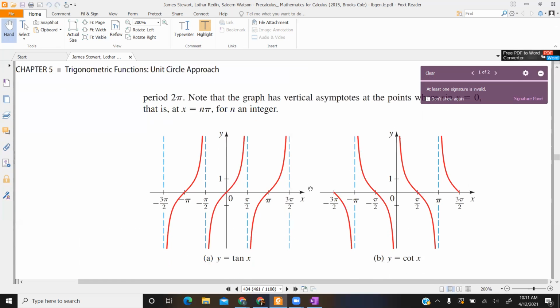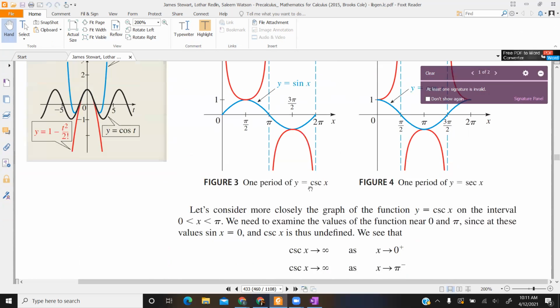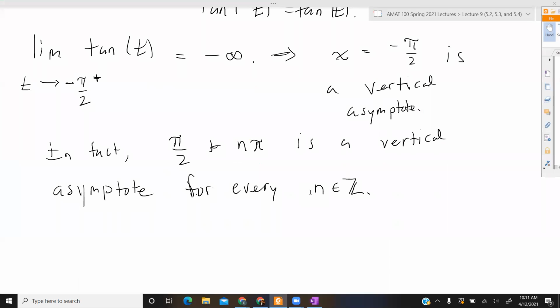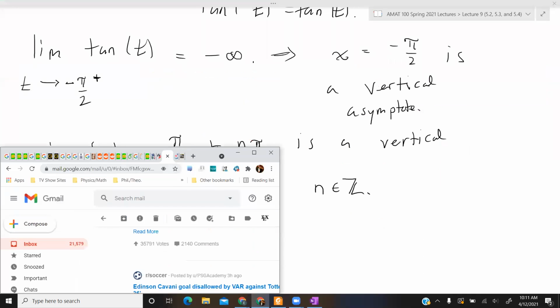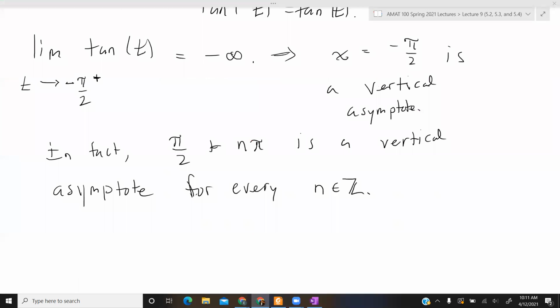So let's do a similar analysis for cosecant, and then this same sort of analysis will apply to secant. Sorry. Computer's bugging out.